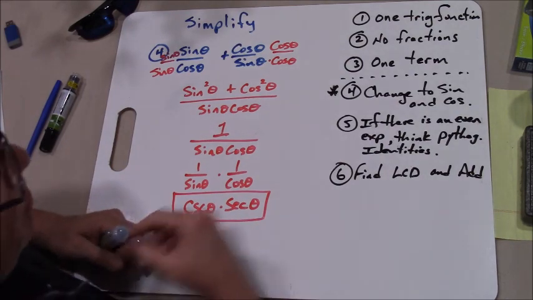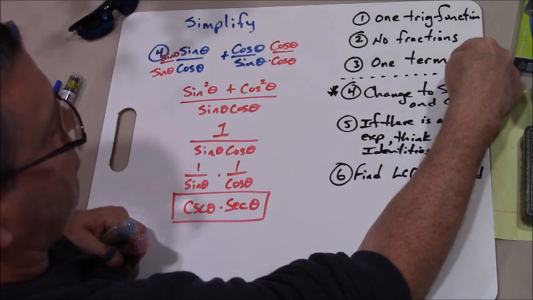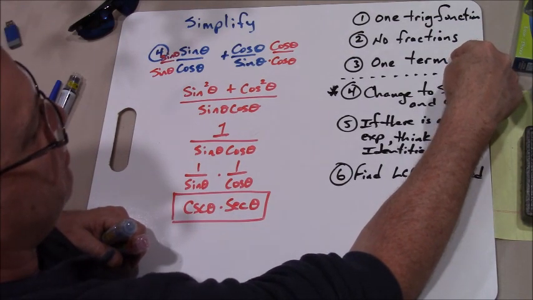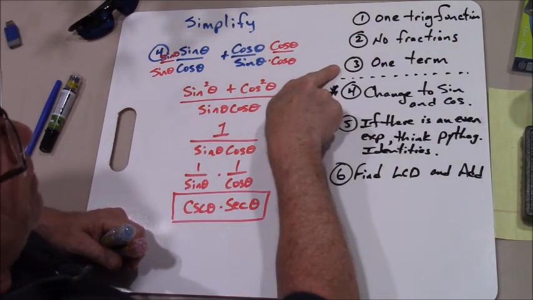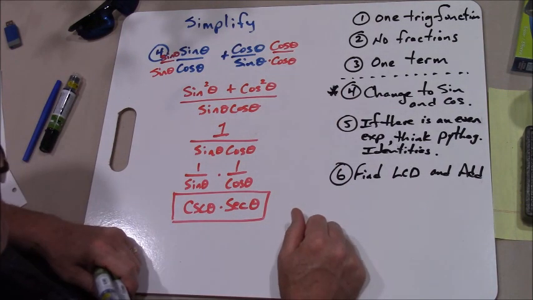So I wasn't able to reach all three of these goals, but I was able to reach two of them. I have no fractions and I have one term. We didn't get number 1, but that's okay. That's going to happen sometimes.